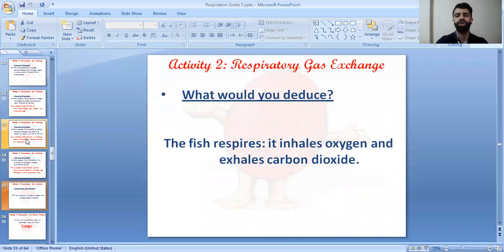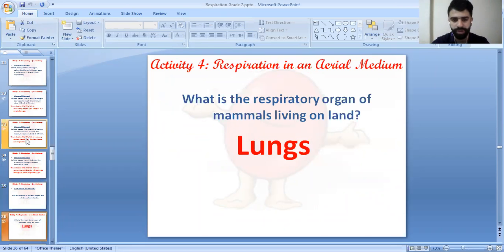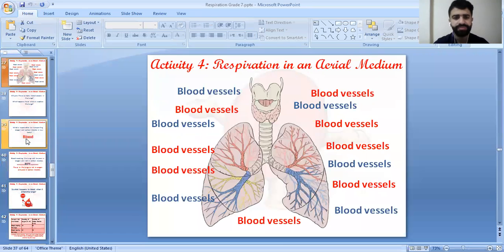So what would you deduce? The fish respires. The meaning of this is that it inhales, it consumes oxygen, and it exhales, it releases carbon dioxide. So the respiratory organ of mammals living on land is the lungs. You have to know that the lungs are rich in blood vessels. This is another note for our quiz: the lungs are rich in blood vessels, meaning that they are highly vascularized.